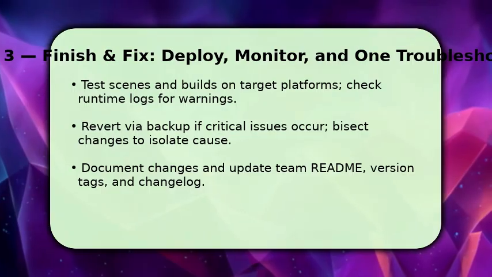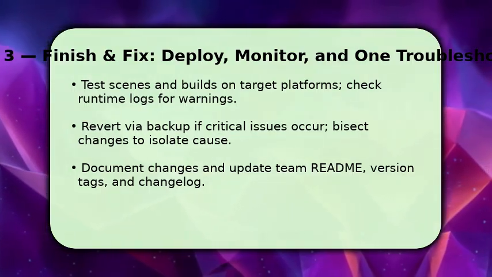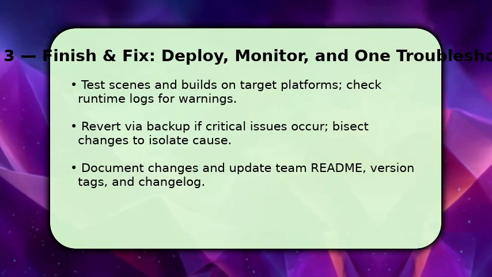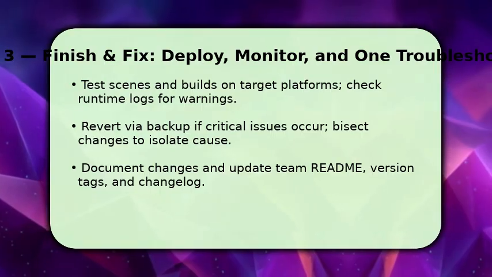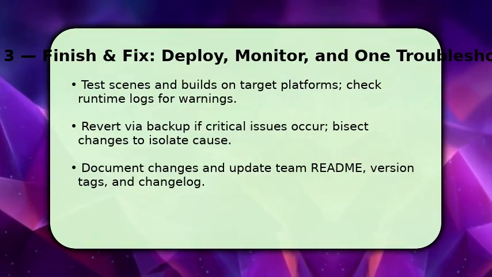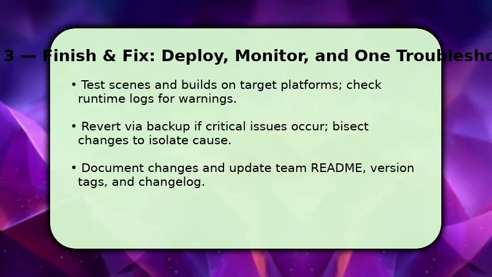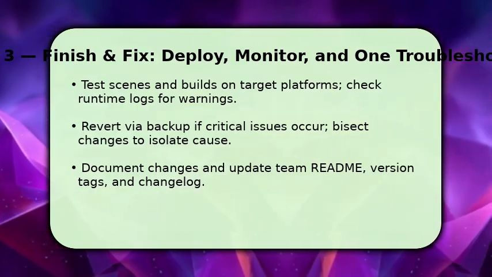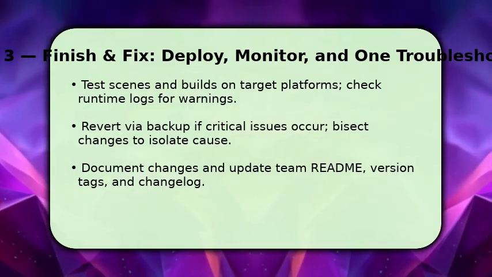If something breaks, use your backup to revert quickly, then bisect changes to locate the offending commit or API use. A key troubleshooting tip: enable full stack traces and search for specific exception messages. Most integration failures are missing configuration or obsolete initialization calls, and logs will reveal the exact failing step.